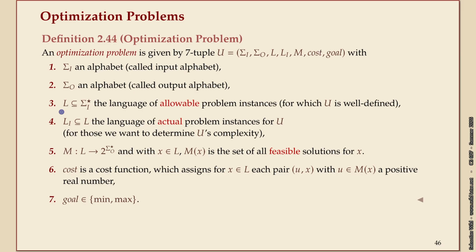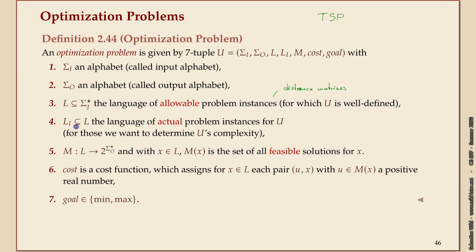Again, if we want to make this more concrete, say we look at TSP as our running example again, then the allowable instances would be distance matrices. And the input alphabet would be some way to encode the distance matrices. Maybe it's just a binary alphabet and we write down the numbers in binary. Maybe we allow a third symbol to say this is the end of one number and the beginning of the next. It makes it a bit easier to read.